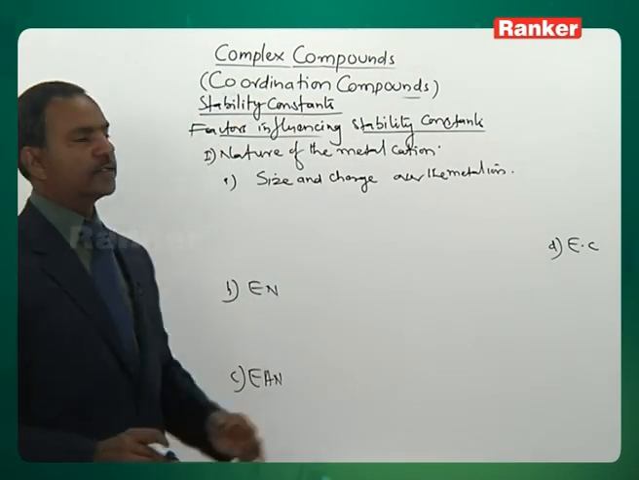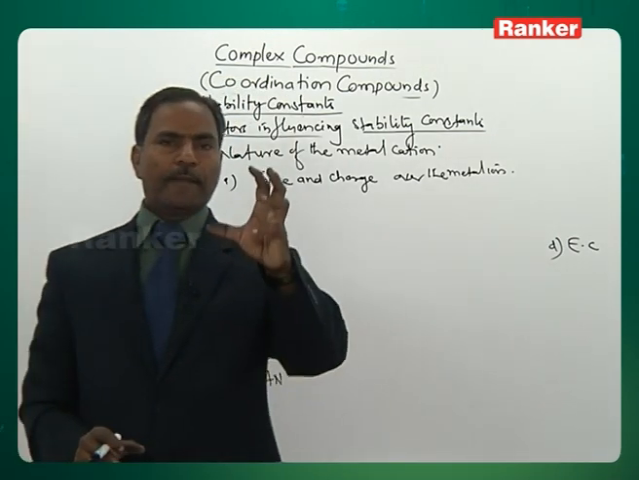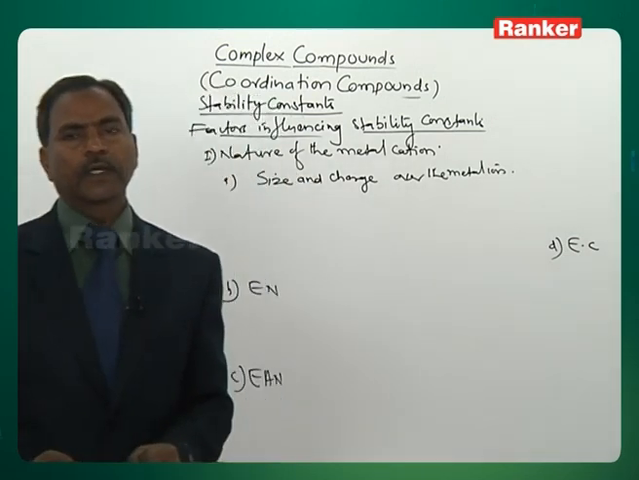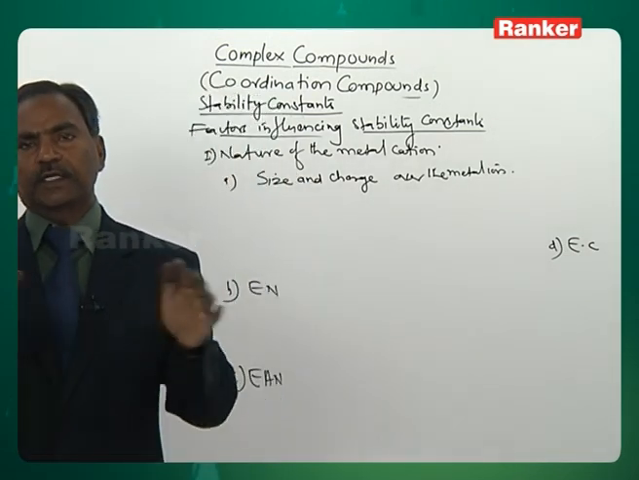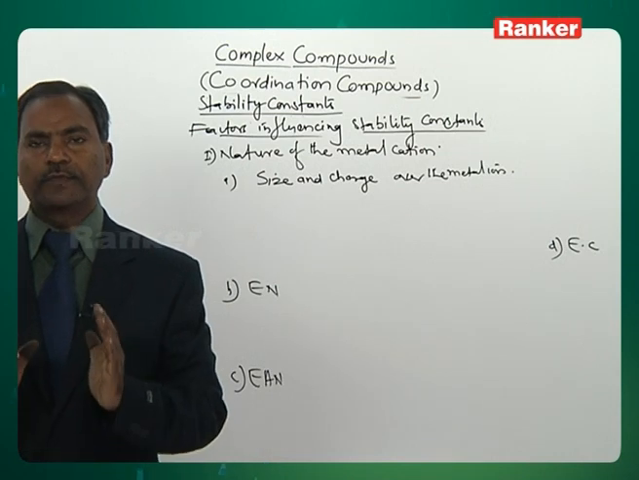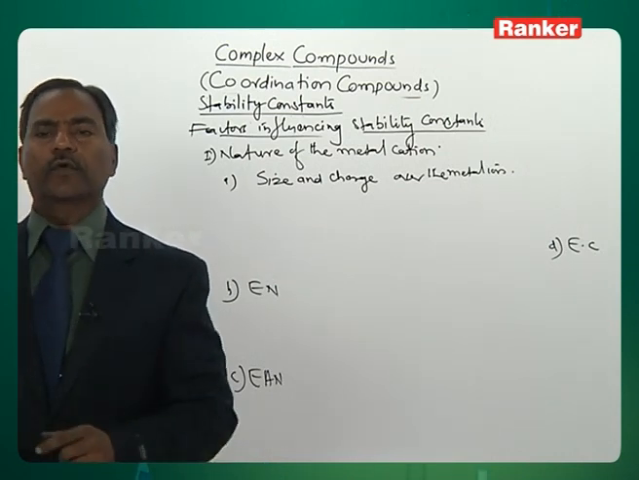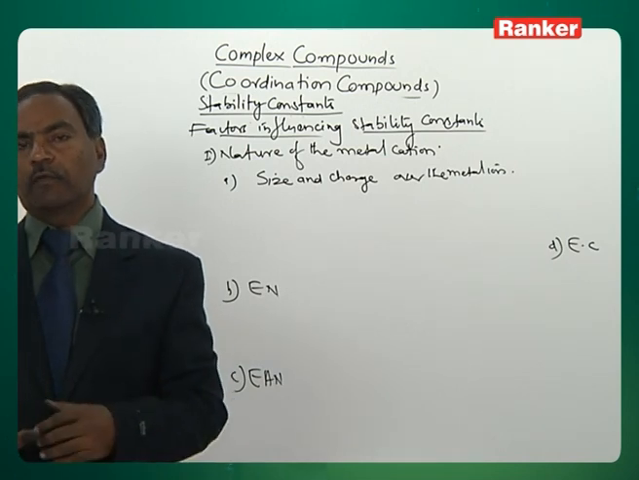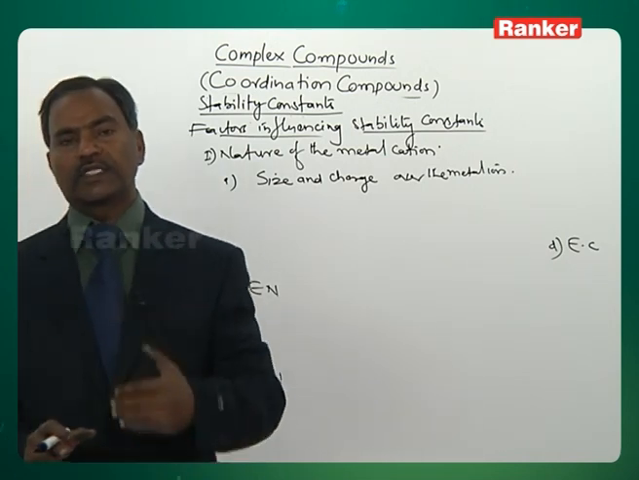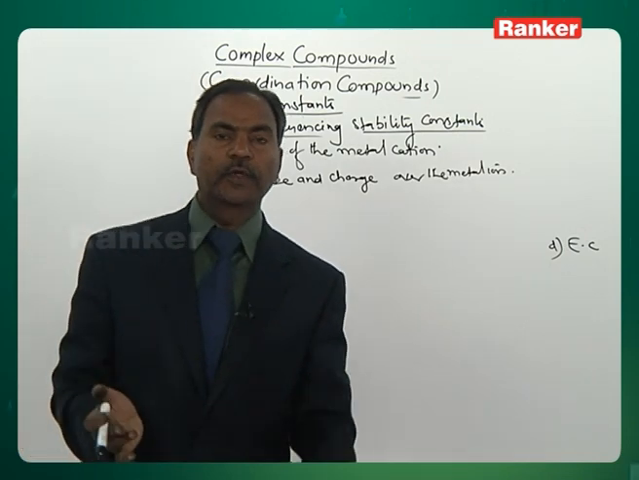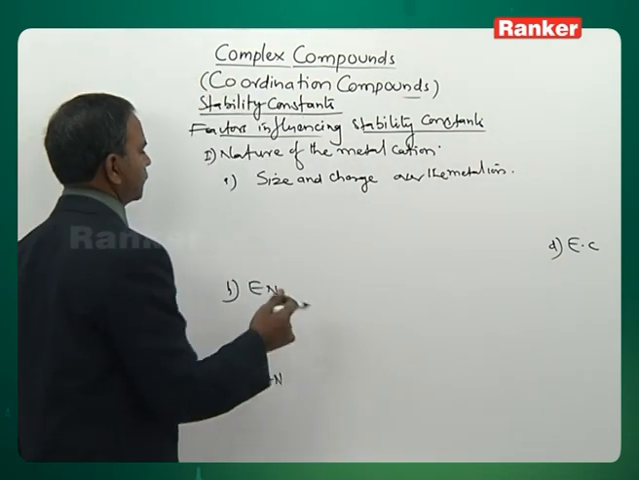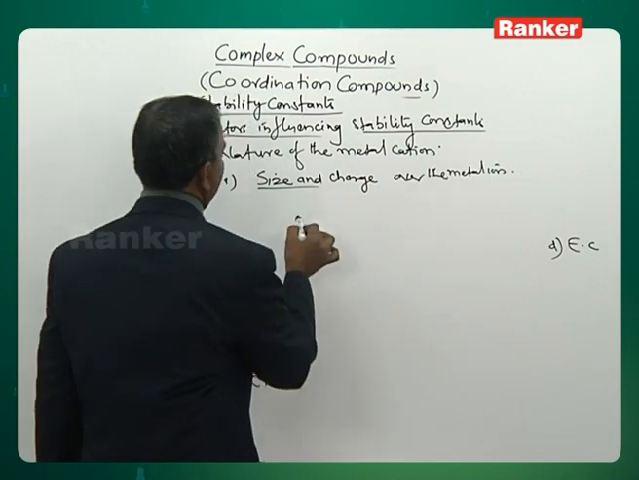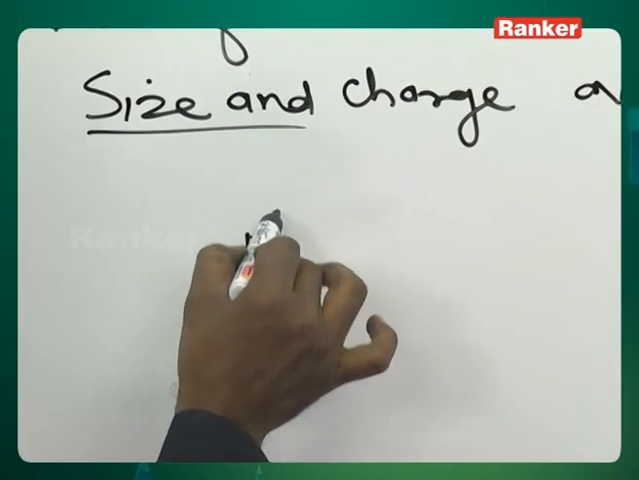This is the first one, size and charge. Remember, a metal cation with a smaller size possesses greater charge density, then it will show greater electrostatic force over the ligand. Strength of the bond will be high. Therefore, a metal cation with smaller size possesses greater charge density and produces a highly stable complex. See how?